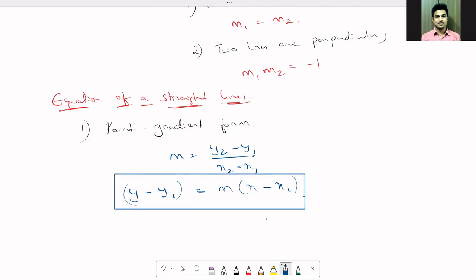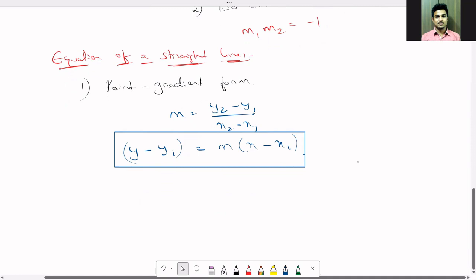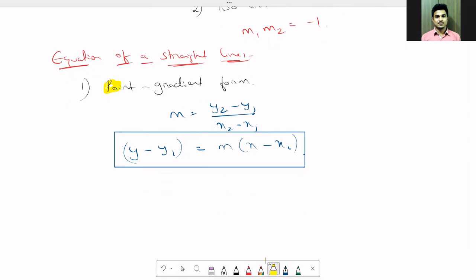So, sir, how can we use this point gradient form? To use this point gradient form, you need two pieces of information. You need to know any point on the straight line, and you need to know the gradient. So let's say I have been given that the gradient of a line is minus 1 by 3, and that line passes through the point (2, 4), and I need to find the equation of the straight line.